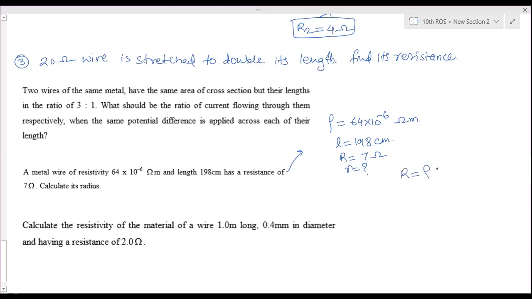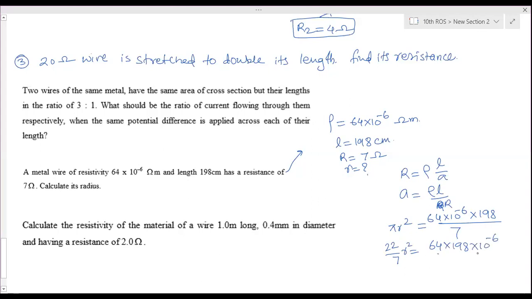R is equal to rho L by A, so A is equal to rho L by R. That is 64 into 10 to power minus 6 into 198, divided by R, where R is the resistance, which is 7. Area is pi r square. Pi value is 22 by 7, into r square. So 64 into 198 into 10 to power minus 6 by 7. The 7 and the 7 cancel.